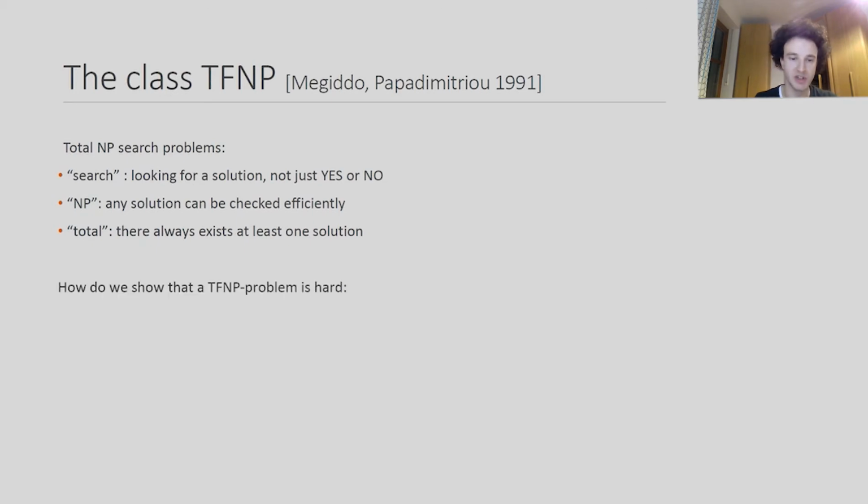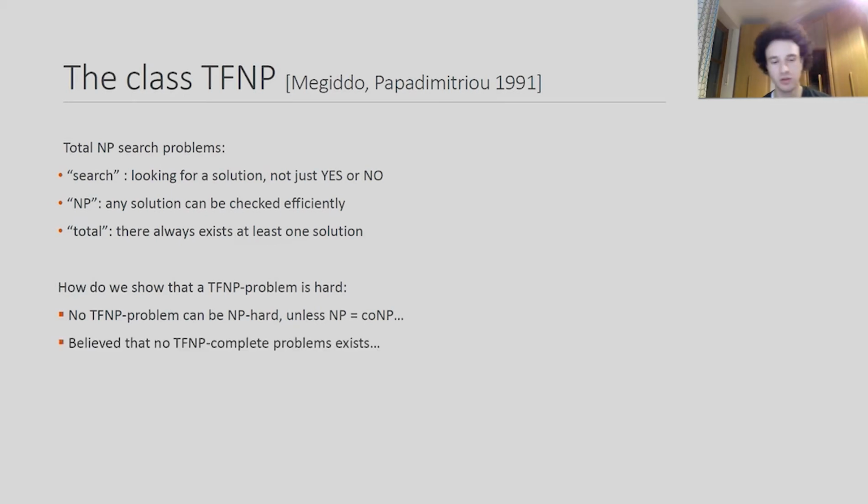So what's special about these TFNP problems? Well, the first thing is that no TFNP problem can be NP hard unless NP equals co-NP. As I mentioned, this is not too hard to show, but it means that basically you should not be aiming for NP hardness. It's unlikely that any TFNP problem is NP hard. And the second point is that it's also not believed that there are any TFNP complete problems.